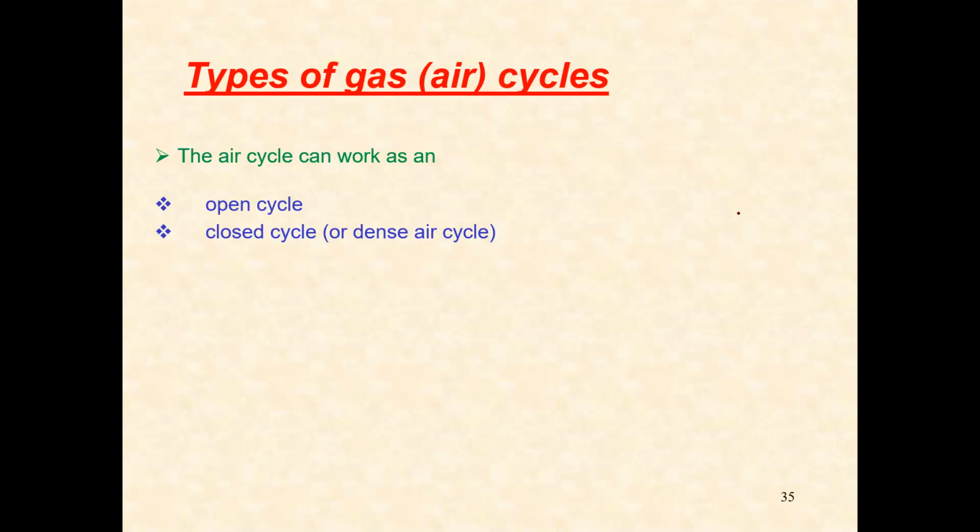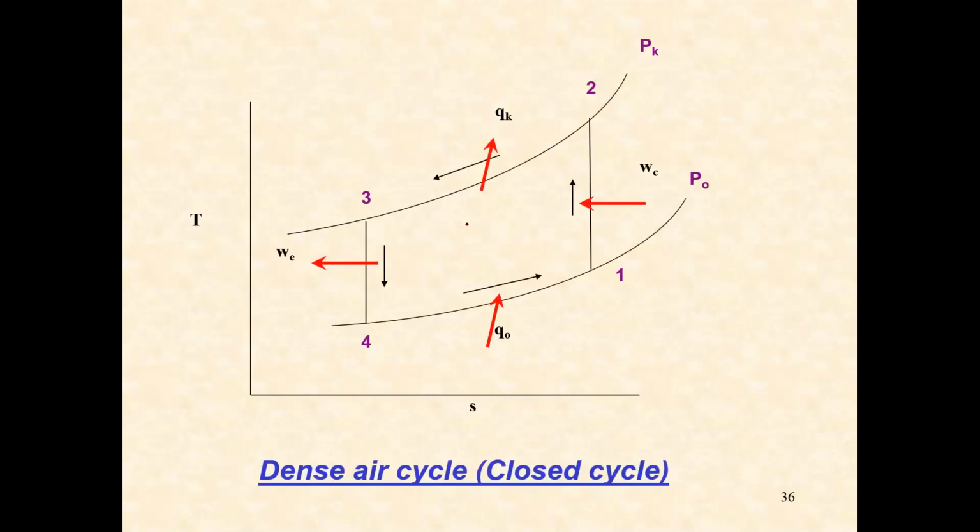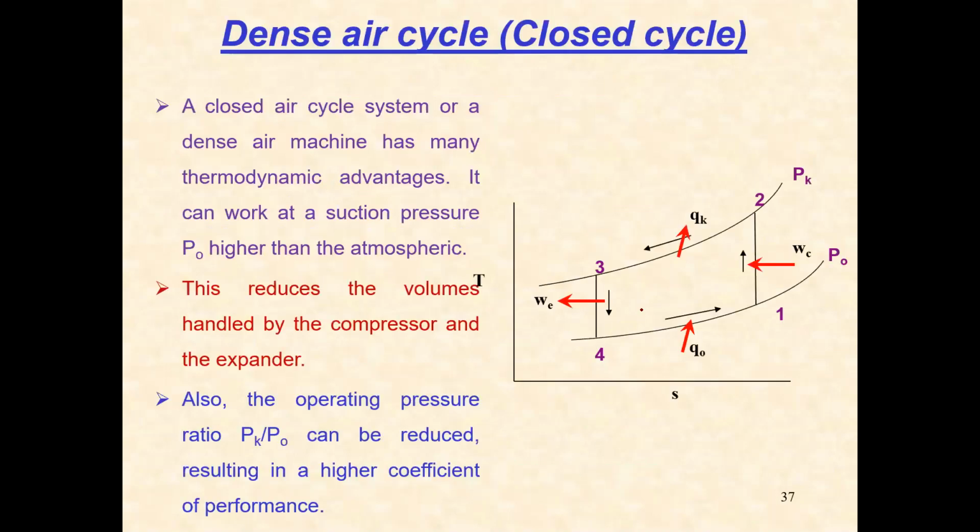Now there are two types of air cycles. One is the open cycle and the other is the closed air cycle or dense air cycle. The Bell-Coleman cycle which we studied earlier is actually a closed cycle, or dense air cycle. So this is the dense air cycle, or the Bell-Coleman cycle, or the Joule cycle, or the reverse Brayton cycle. All are dense air cycles. So I am not going to discuss it now.